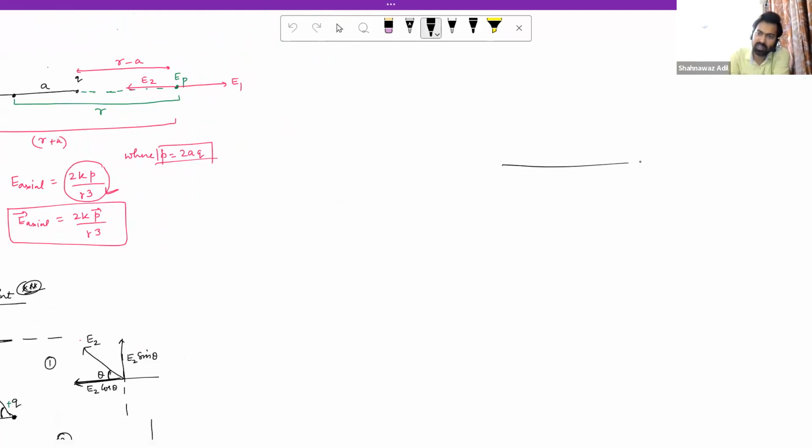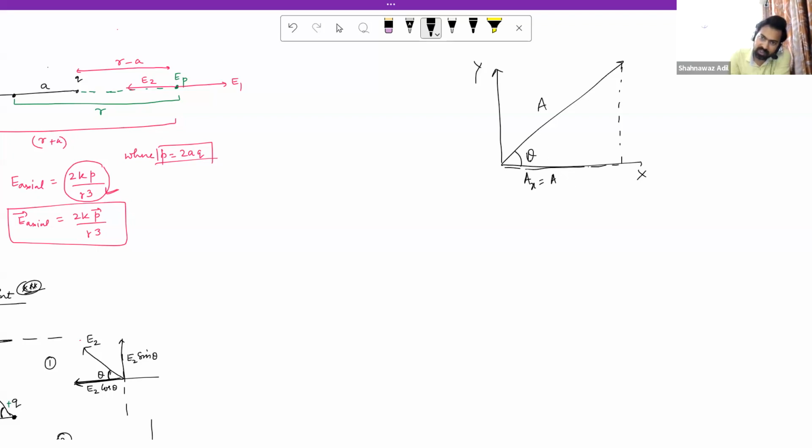We discussed that if we have some vector, with these as the x and y axis, let's say this is A, so it will have two components. One would be the horizontal component AX, and this would be A cos theta, because this is theta.